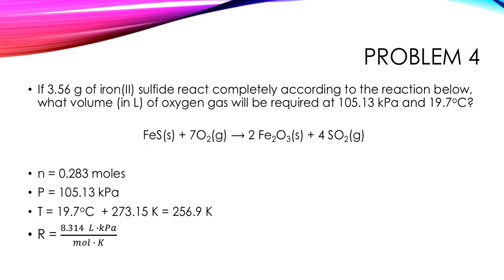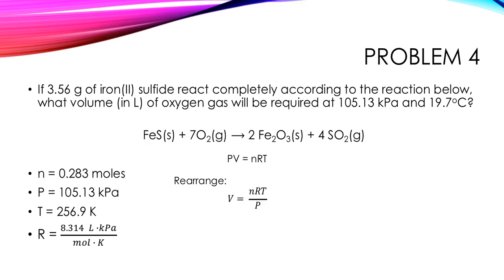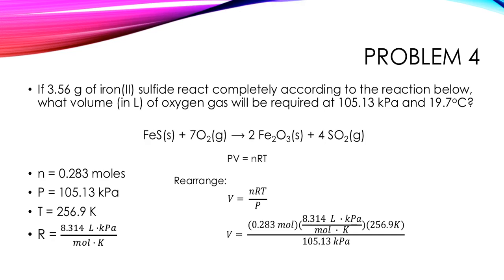Now that we know the moles is 0.283 moles, we know the pressure in kPa, and we know the temperature, which we're going to convert to Kelvin. We have an R value. Notice I'm using the R value in kPa, which uses kPa for the pressure unit, because my gas pressure is in kPa. Now we can take our ideal gas law and rearrange it to isolate the volume. Then we have all our variables listed out. I can substitute that in, and voila, I get an answer of 5.75 liters, which seems very reasonable.